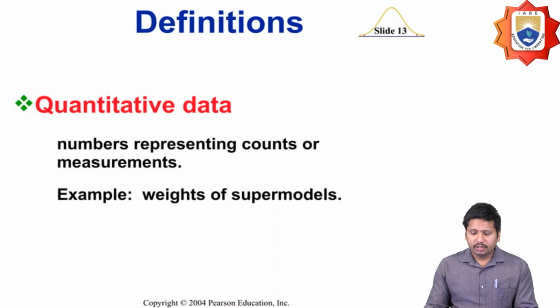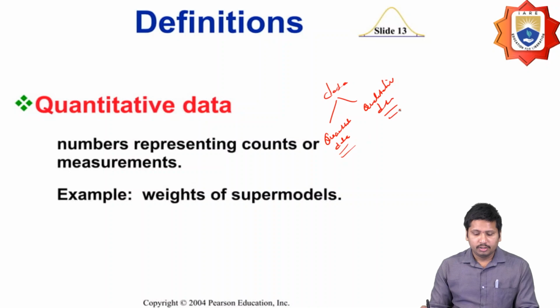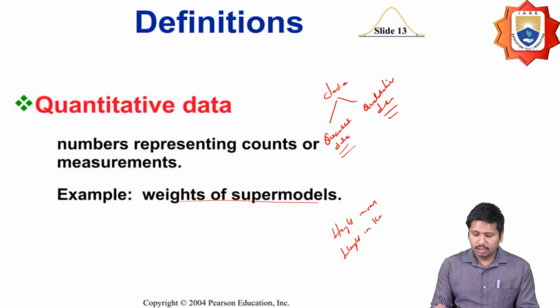What should be this quantitative data? Normally the data will be of two types, as I said previously. One is quantitative data, and another is qualitative data. So what are qualitative and quantitative data? Quantitative data represents counts, or it may represent measurements. Example, weights of some supermodels should be treated as quantitative. Otherwise, the height in centimeters and the weight in kgs.